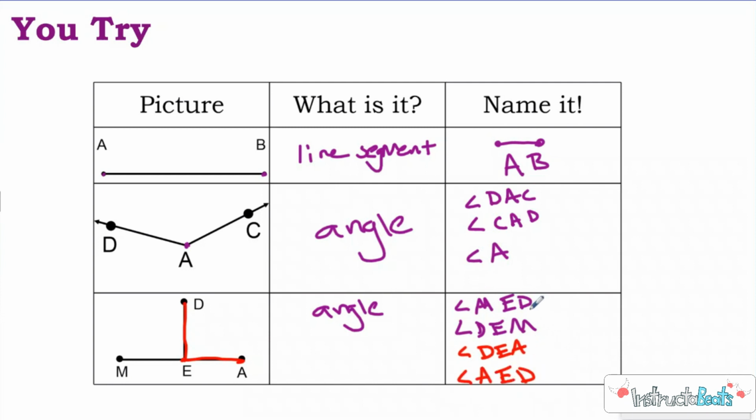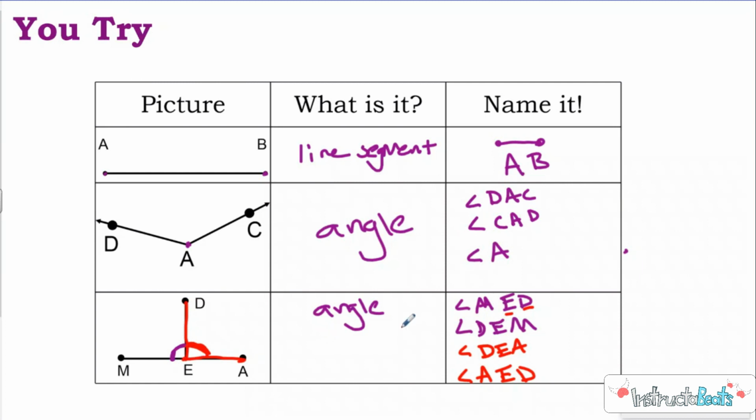Now you can see both angles share D and E, but the difference was A and M because the angle went a different way. This one's going to be measuring this space, whereas the other one was measuring this space right here. So hopefully you got a good understanding of what an angle is. You know some vocabulary. I know it wasn't the most fun thing, but sometimes we got to learn that vocabulary to make us really, truly understand the lessons coming up.